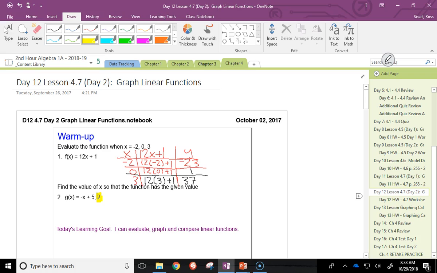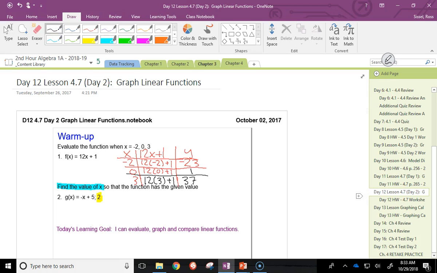So how do we solve this one? Where do we put the 2? In for x? No, what are we trying to find? Don't you put it in for g, because you're trying to find the value of x? Yeah, so we're trying to find the value of x. So we don't want to plug anything in for x. So we're trying to solve for x.